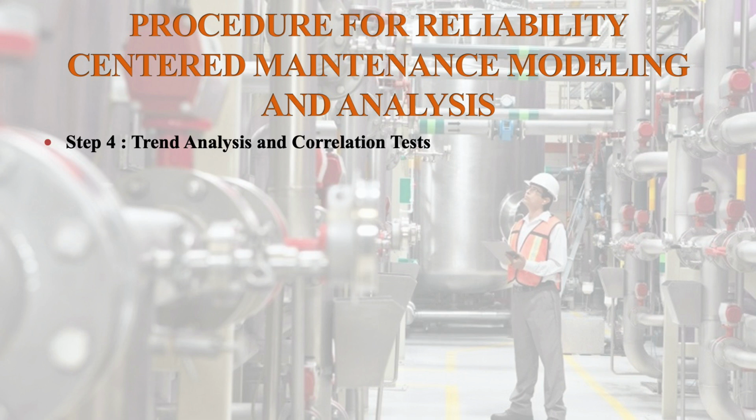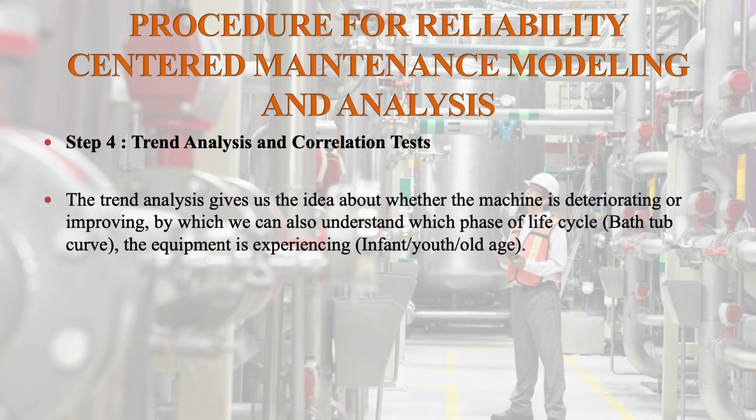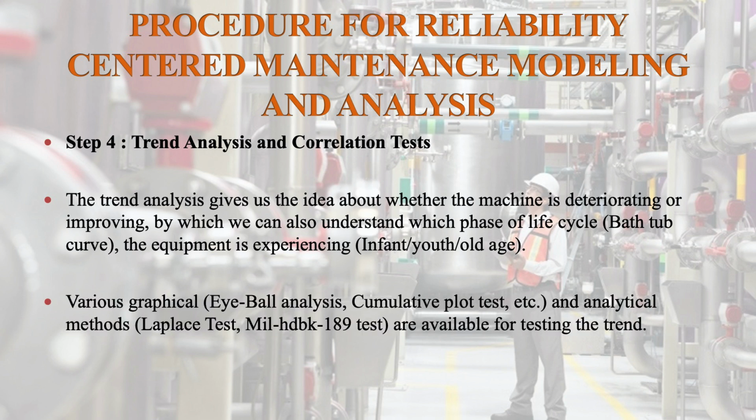Step 4. Trend analysis and correlation test. The trend analysis gives us an idea about whether the machine is deteriorating or improving, by which we can also understand which phase of the life cycle bathtub curve the equipment is experiencing: infancy or youth, or old age. Various graphical methods like eyeball analysis and the cumulative plot test, and analytical methods like the Laplace test and the MIL-HDBK-189 test, are available for testing the trend.